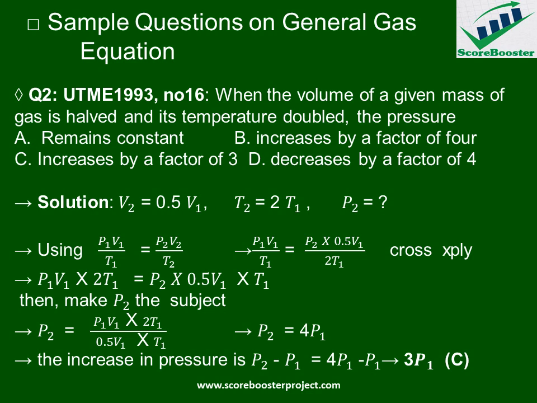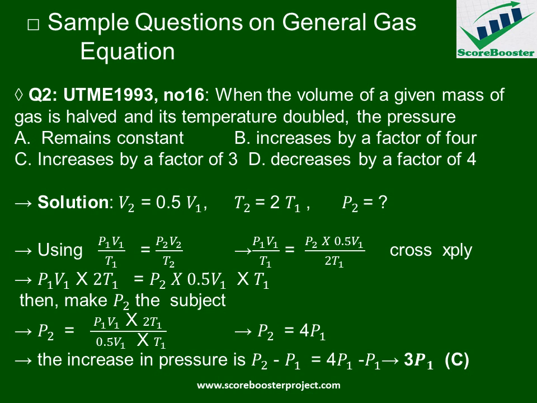Now, the next question we shall be considering comes from UTME 1993, number 16. And the question goes thus: when the volume of a given mass of gas is halved and its temperature doubled, the pressure: A, remains constant; B, increases by a factor of 4; C, increases by a factor of 3; D, decreases by a factor of 4.